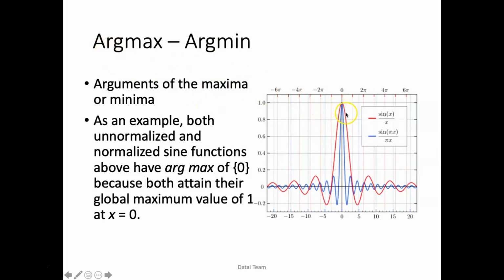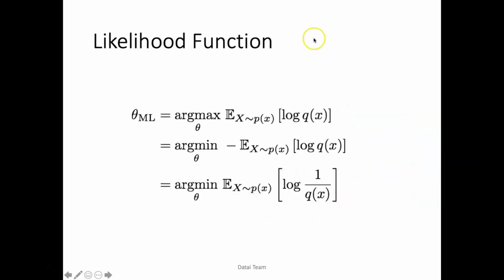And as an example, both the unnormalized and normalized sine functions have an argmax of 0 because they both have their global maximum at this value of x here, which is equal to 0. We have the likelihood function here, and in this function we are trying to maximize our arguments. We have 3 arguments here. We have argmax, argmin, and our argmin here, and we want them to be the absolute maximums.